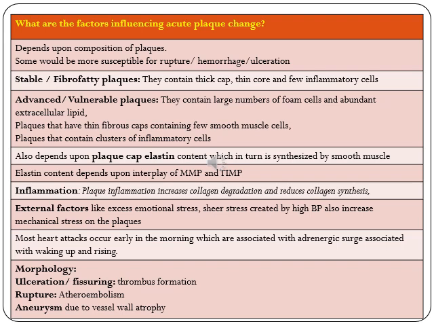So what is the morphology of acute plaque change? There can be either ulceration or fissuring of the plaque, which will lead to thrombus formation because the thrombogenic contents of the atheromatous plaque are now exposed. The endothelial integrity is disturbed, and that will lead to activation of clotting cascades and attachment of platelets to the site of this ruptured atheromatous plaque, which will lead to a sudden increase in the size of the plaque.